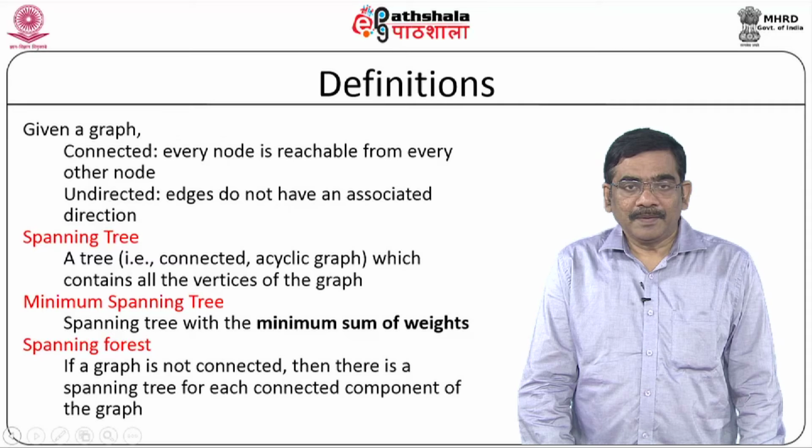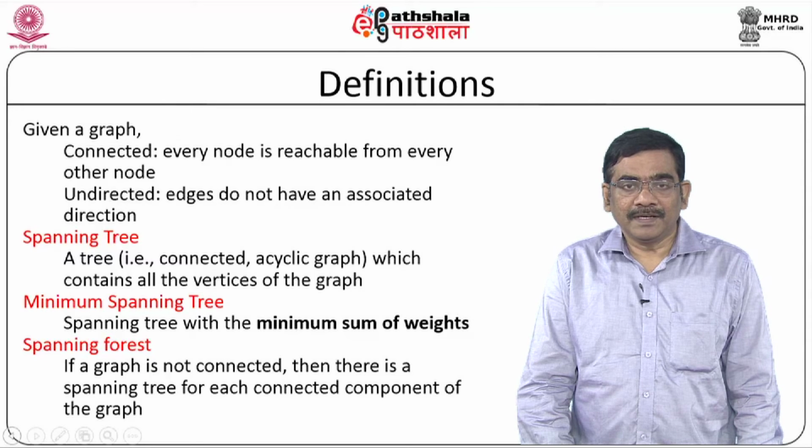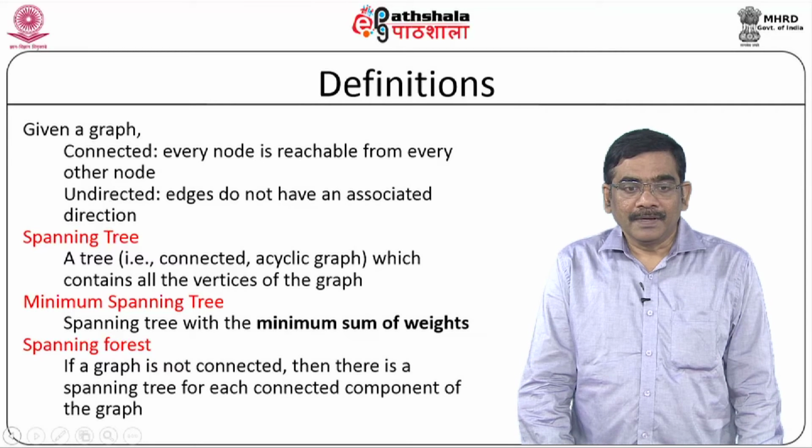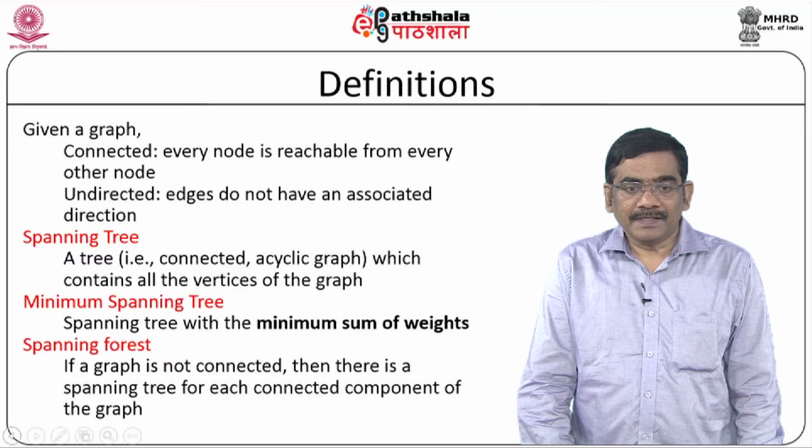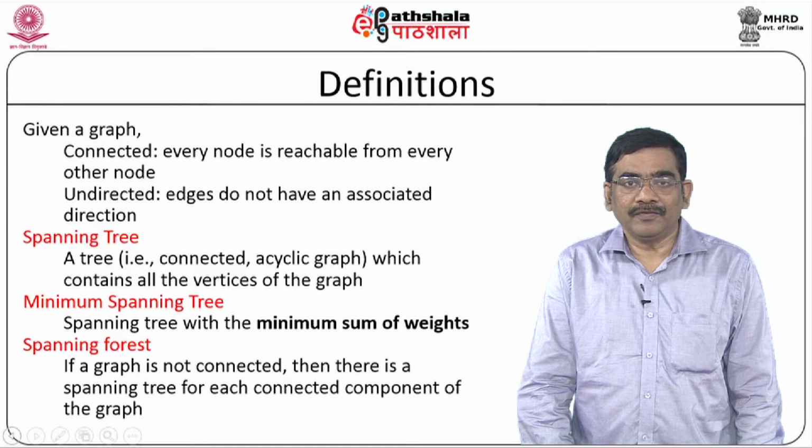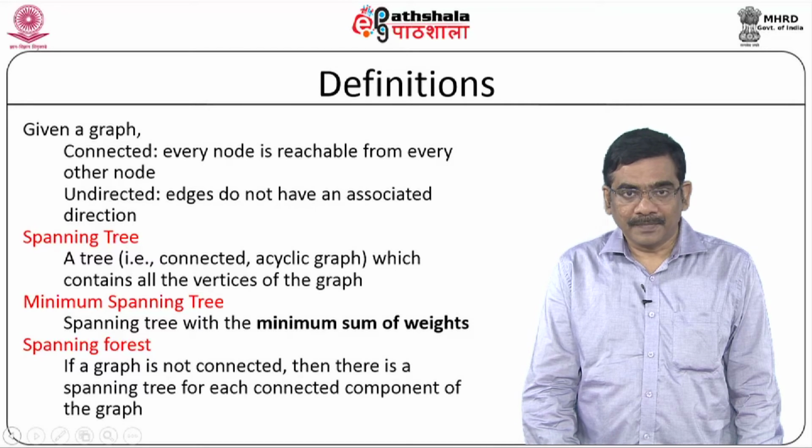So, in the minimum spanning tree, the sum of the cost of the edges should be the minimum. If the graph is not connected, then there is a spanning tree for every component of the graph.